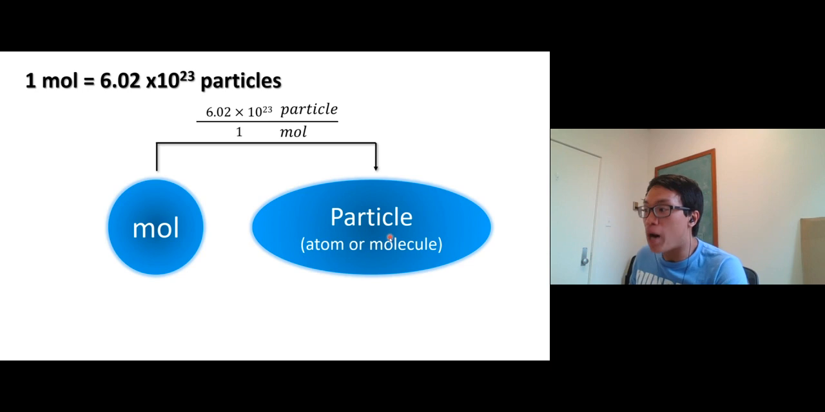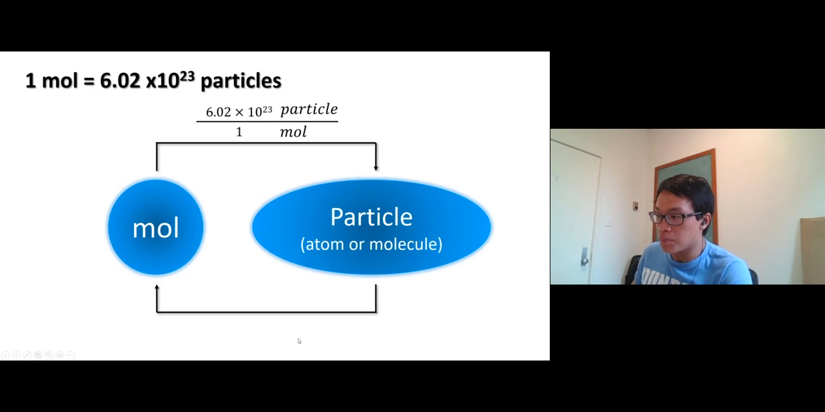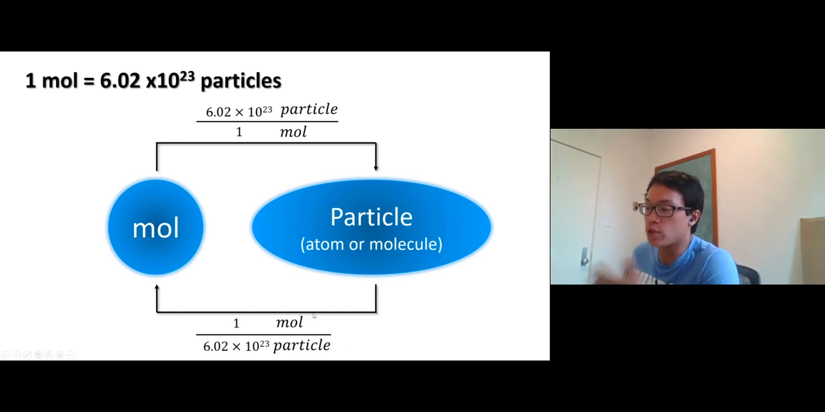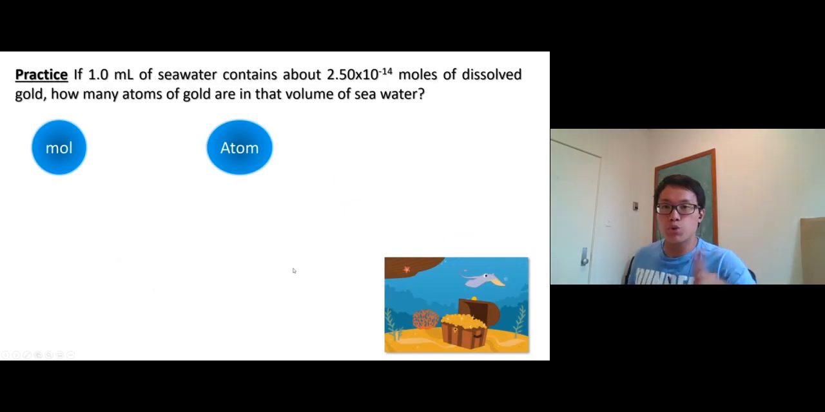Now, if you have particles, we can go backward, same thing. We just flip this. So particle is going to be at the bottom and mole is going to be at the top, right? So particle cancels out, and 1 mole is 6.02 times 10 to the 23rd particles, or we call it Avogadro's number. Okay. All right, I'll do the first one for you. You do the other one.